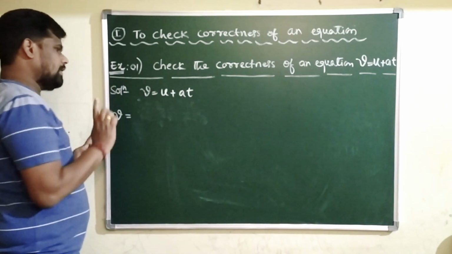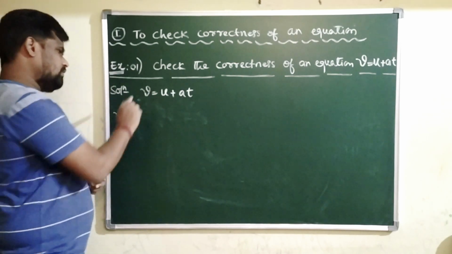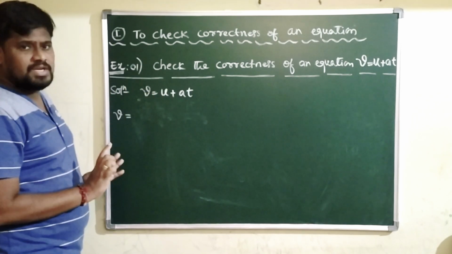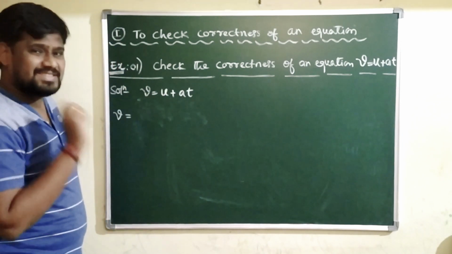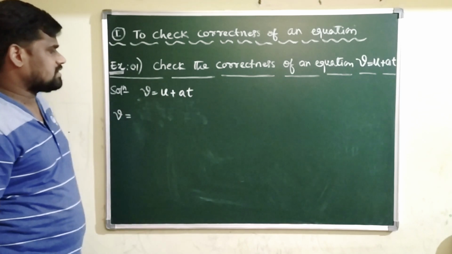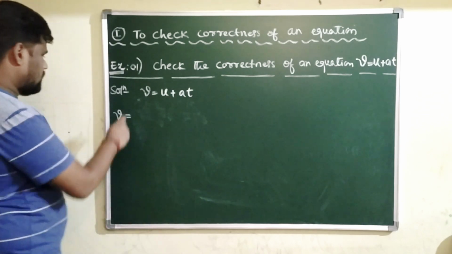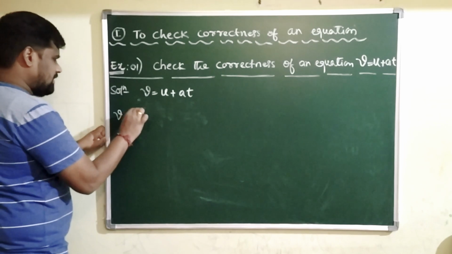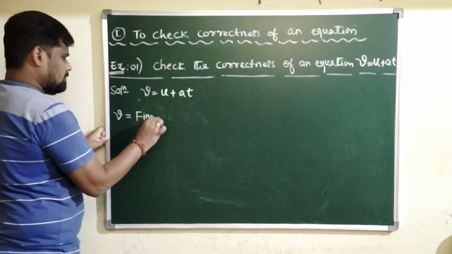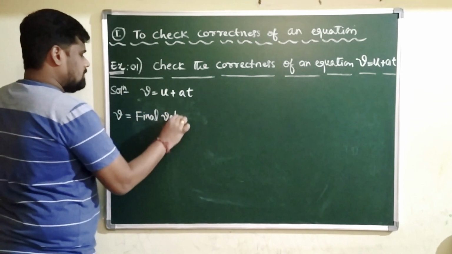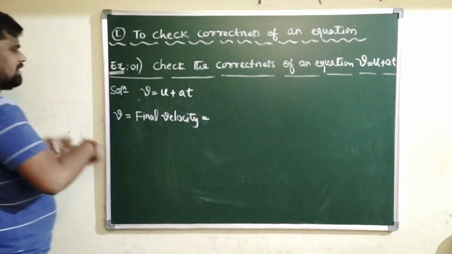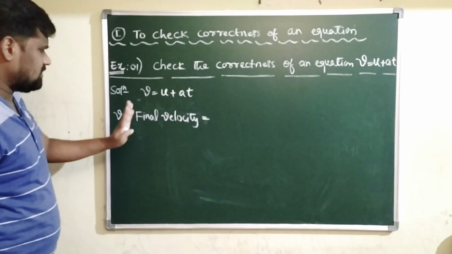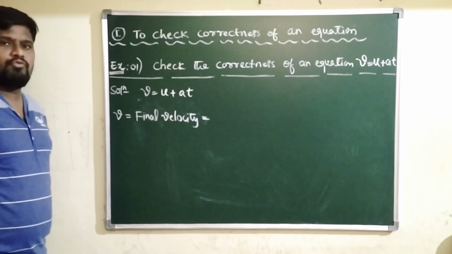V and u are both velocities. V is final velocity and u is initial velocity. What is a here? A is called acceleration and t is called the time here. What is v? V is final velocity. So whether it is final velocity or initial velocity, v is simply a velocity here.